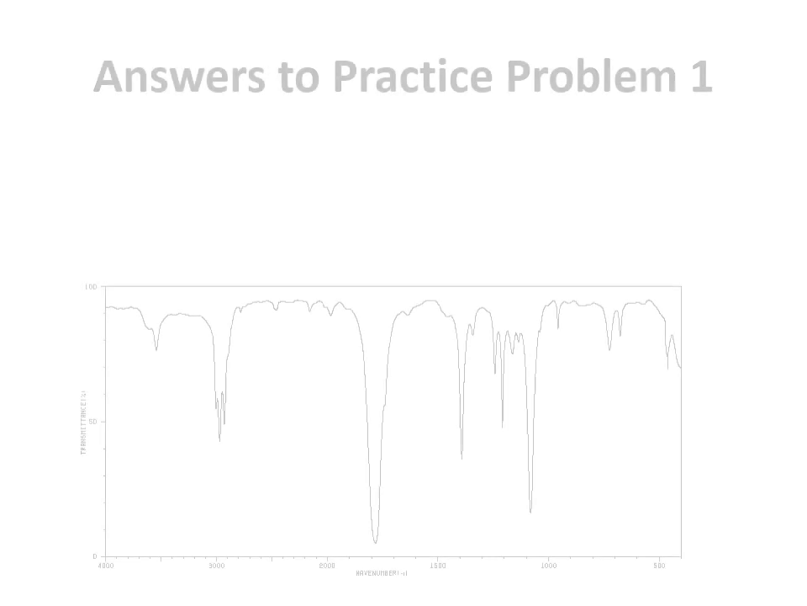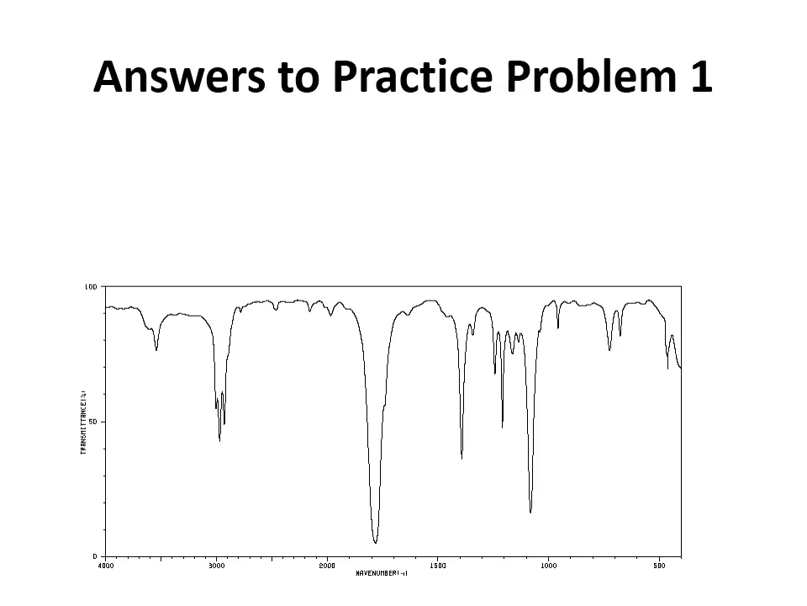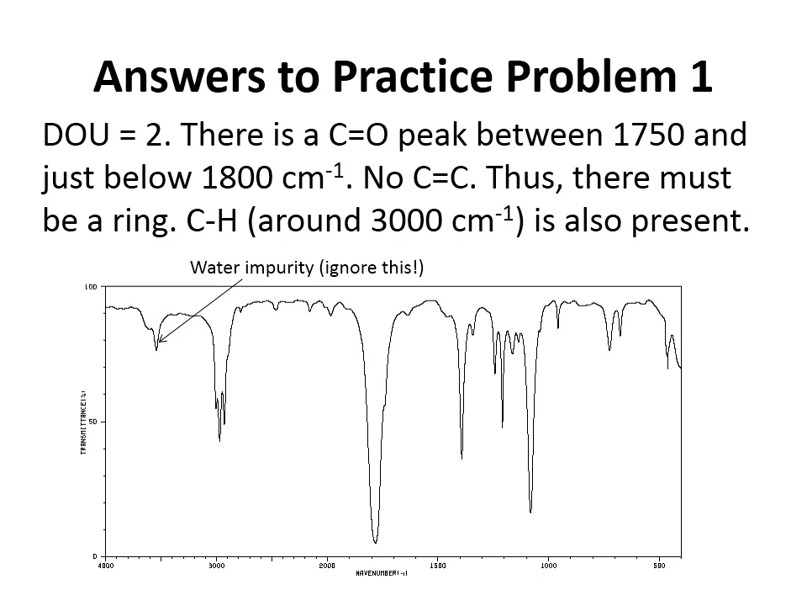Answers to practice problem 1. Using our degree of unsaturation formula, we can calculate that DOU equals 2. There is a C double bond O peak between 1750 and just below 1800 wave numbers. There is no C double bond C, because there's no peak between 1600 and 1680. So, given the formula, which only has one oxygen, there aren't two C double bond O's. Thus, there must be a ring in addition to C double bond O to give us a DOU of 2. There is a CH around 3000 wave numbers, but that's of course commonplace for organic compounds.